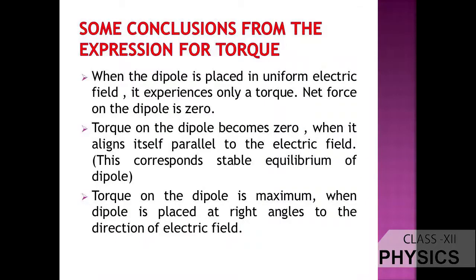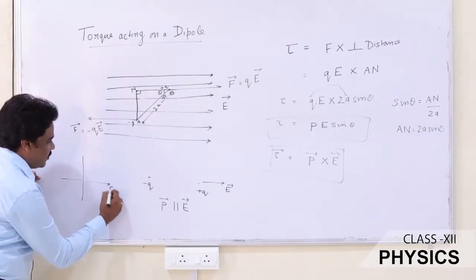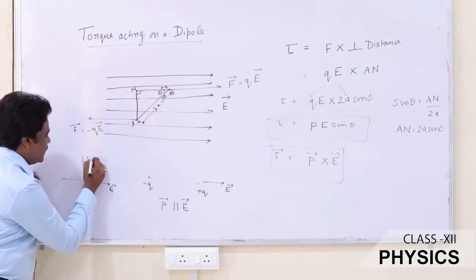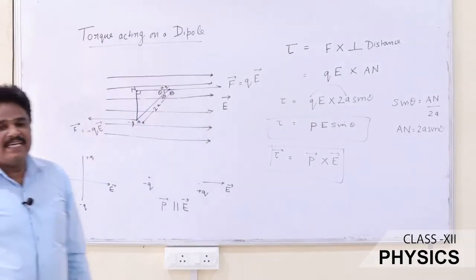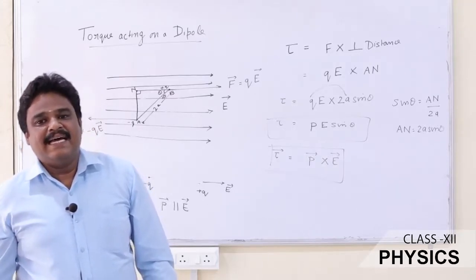Now, the next one: when will the torque value be maximum, or when does the dipole experience maximum torque? When the dipole is kept perpendicular, or at right angles, to the direction of electric field, it experiences maximum torque. So these are some important conclusions related to torque acting on a dipole.